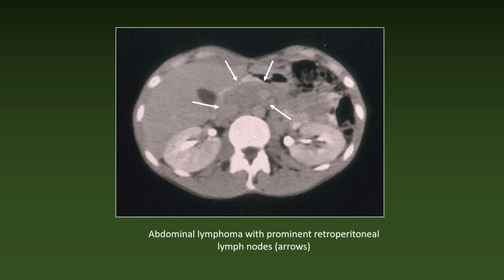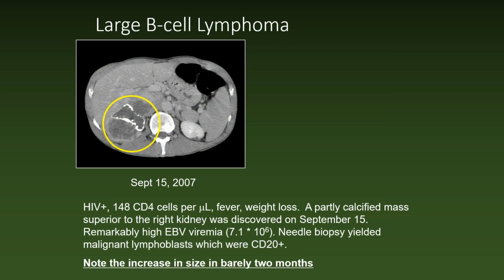Back to adult patients. Here we have prominent retroperitoneal lymph nodes due to a large B-cell lymphoma. Lymphomas can be very aggressive.